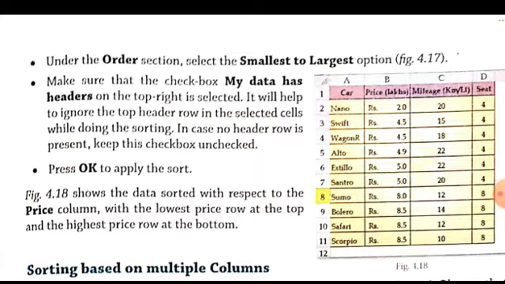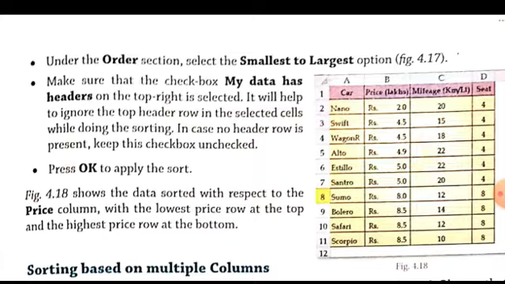Initially, in the default sorting, it was sorted with respect to the first column, which was the car names column. In the A column, we had the car names. But now we can see it has been sorted with the help of the custom sorting option. We have now sorted this data with respect to the price column.